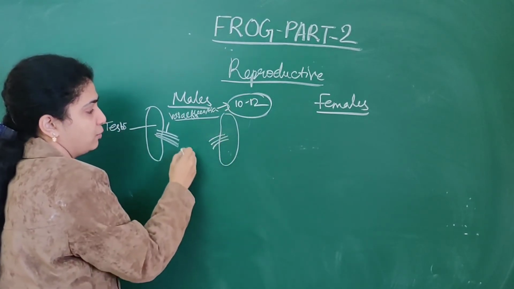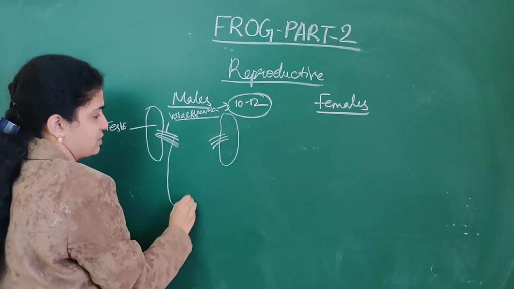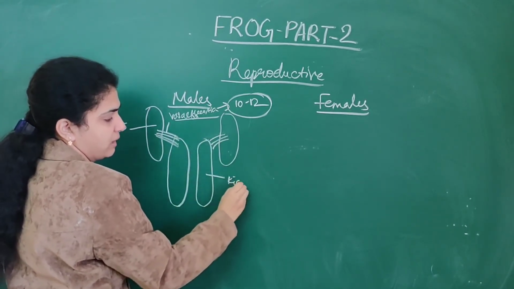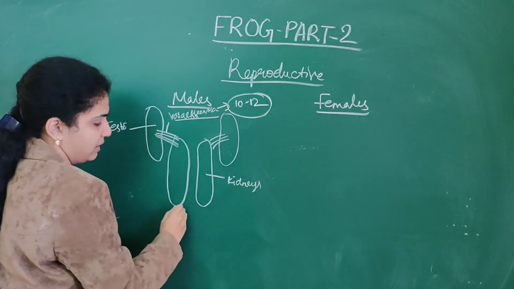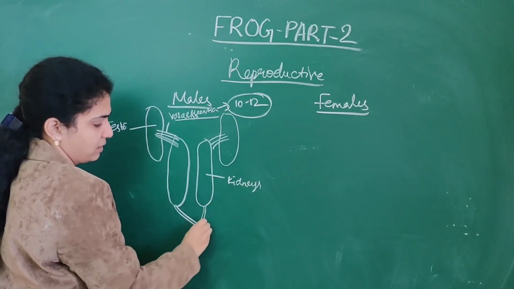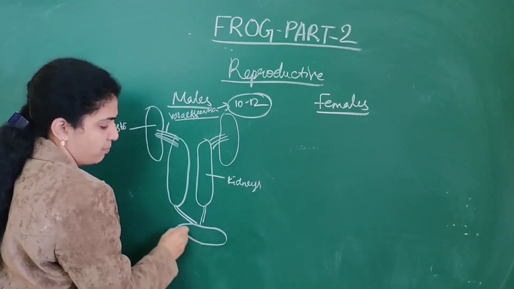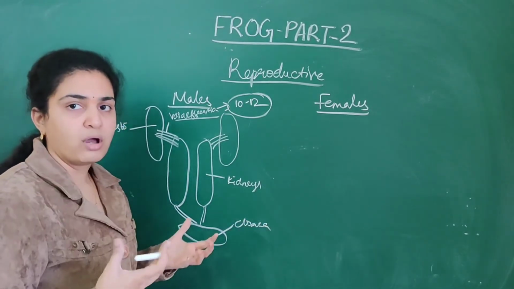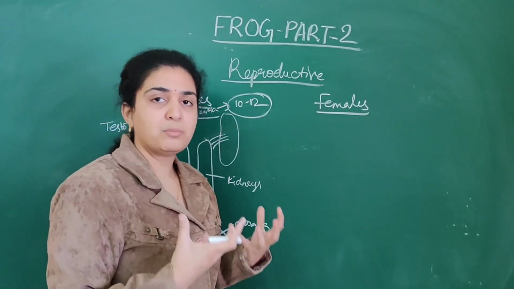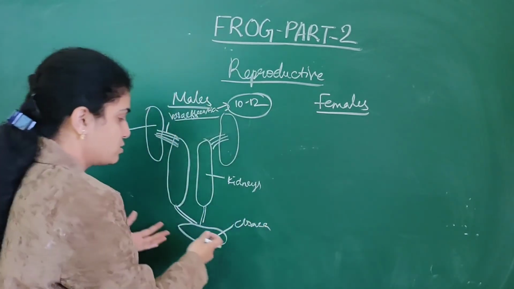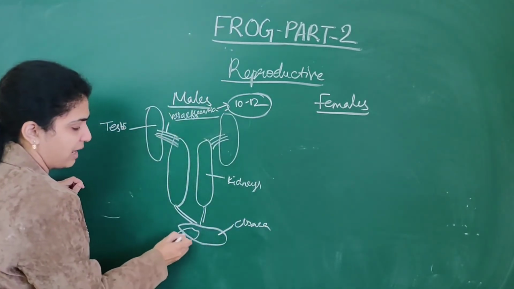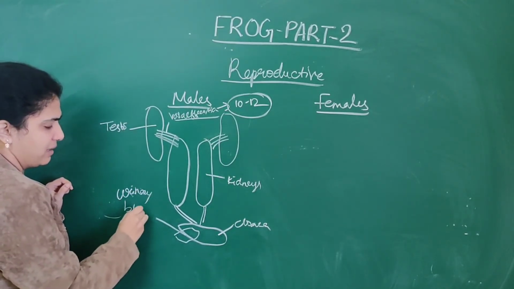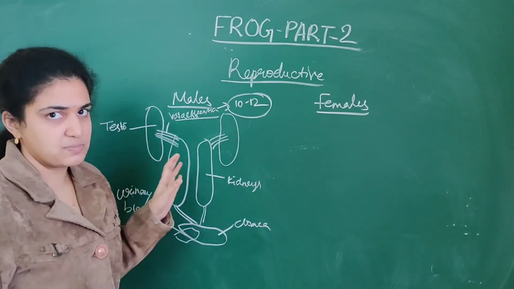These will open into the kidneys. From the kidneys there is ureter which in turn opens into cloaca. I already told you cloaca, through cloacal aperture only all the excretory products are excreted out. So this is cloaca. Here urinary bladder opens. Same like humans only, a pair of testes is present.